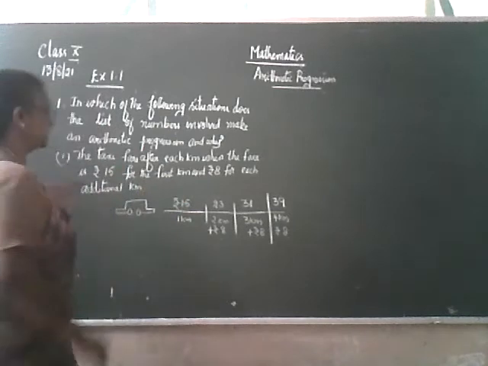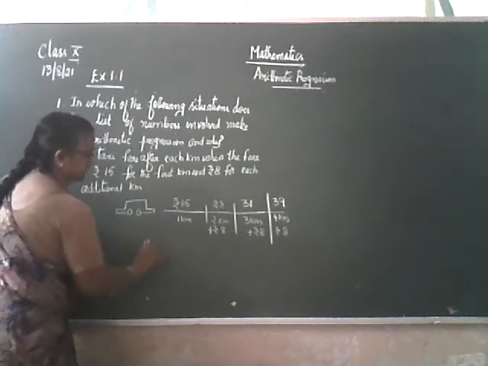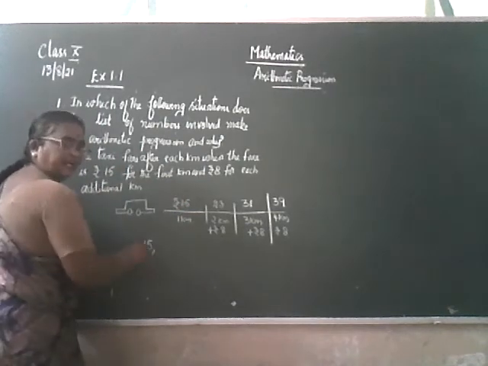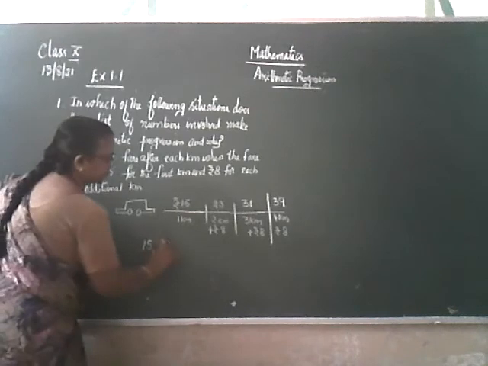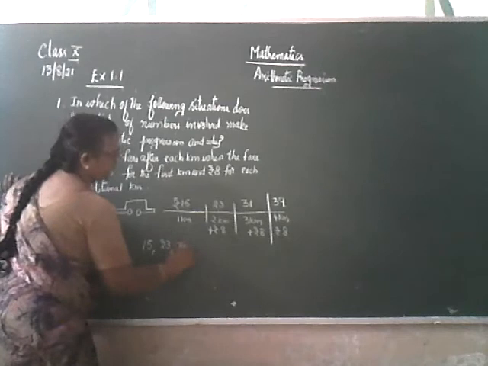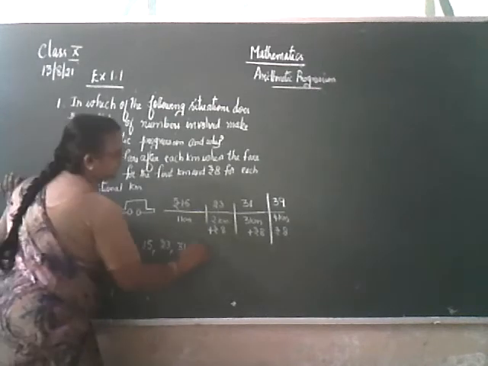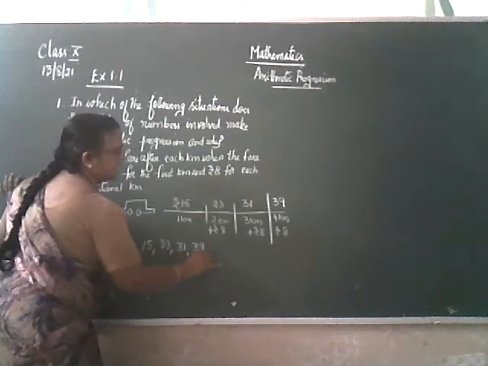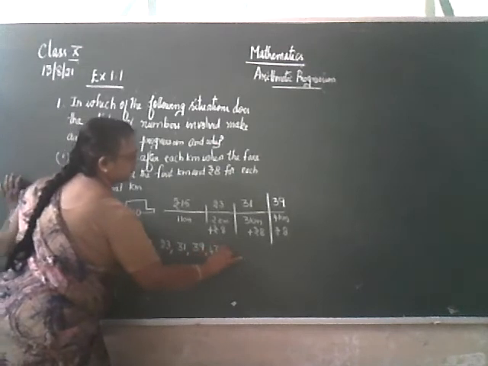So, that means the given sequence is: first it is 15. After rupees 8 is added, it is 23. Again 8 is added, it is 31. Again 8 is added, it is 39. Again 8 is added, it is 47. It goes on.